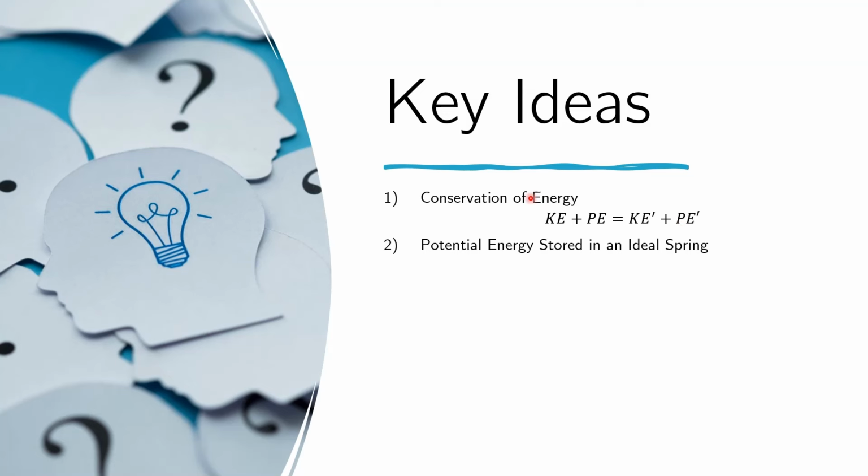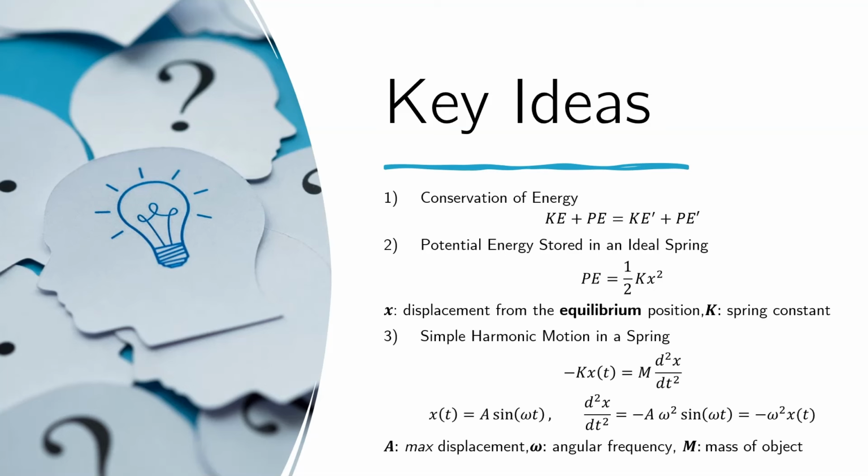Another is the idea of potential energy stored in an ideal spring. We know from physics that this is just 1/2 kx squared. Here k is the spring constant, and x is the displacement from the equilibrium position. In our case, the equilibrium position is the initial position, that is, when the spring is neither compressed nor stretched. So that is the initial position of our spring at the beginning of the problem.